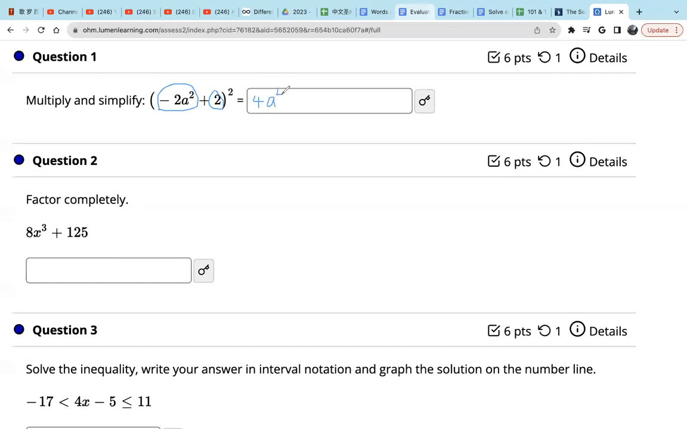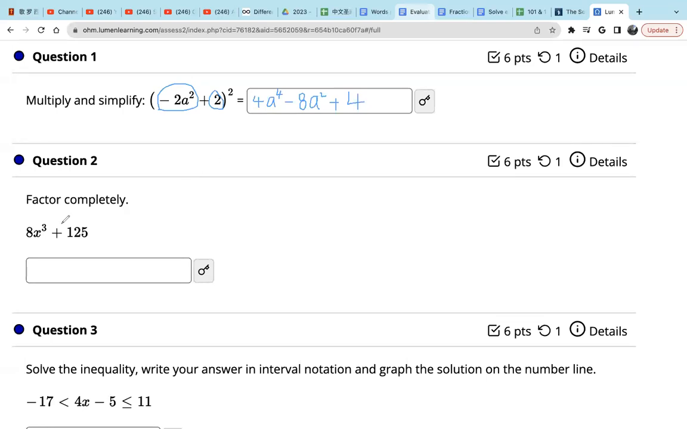A squared squared is a to the 4th power. The minus 2 times -2a squared is -4a squared. Then times another 2, so that's 8a squared. The middle term is the product of those two, then multiply by 2. Then the second one squared. Well, 2 squared is 4. This is the answer: 4 times a to the 4th power minus 8 times a squared plus 4.